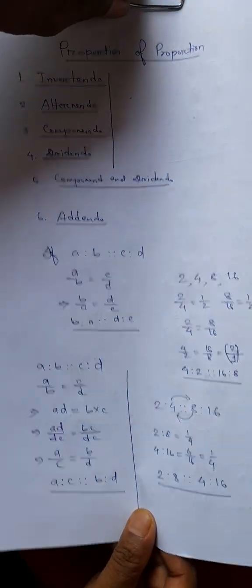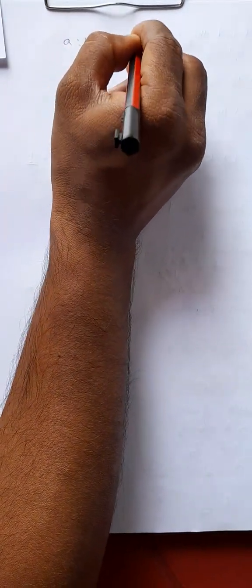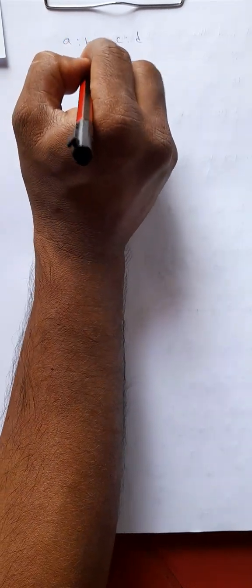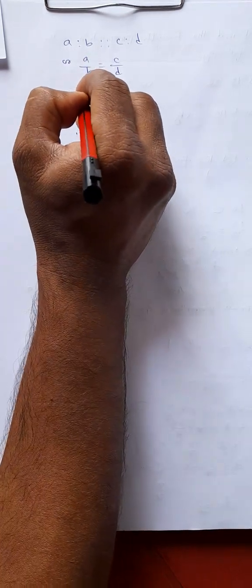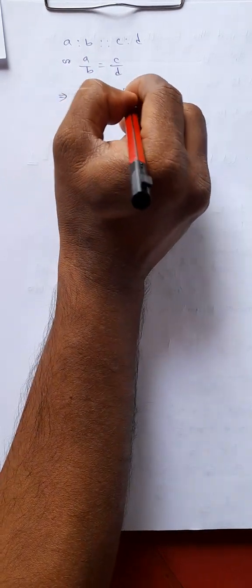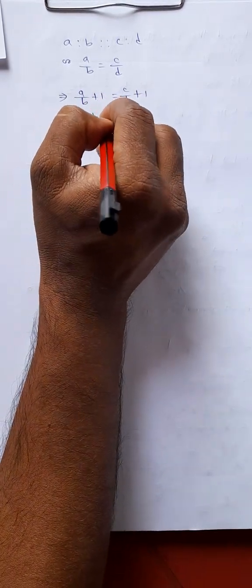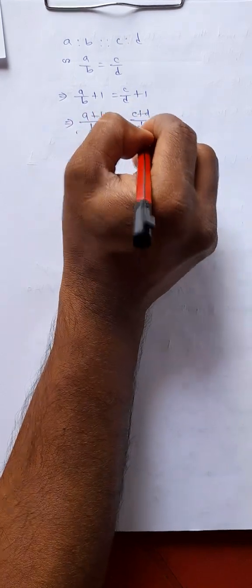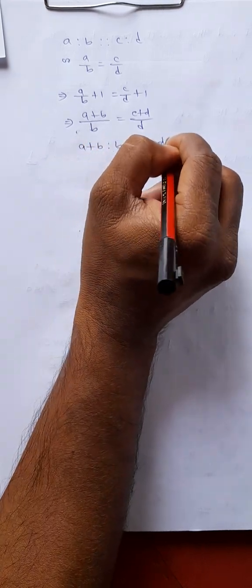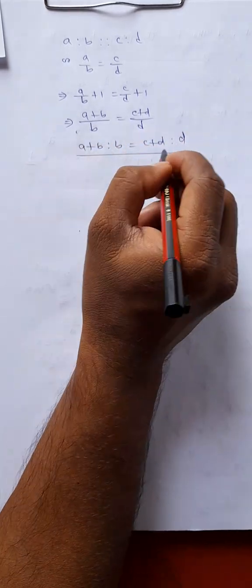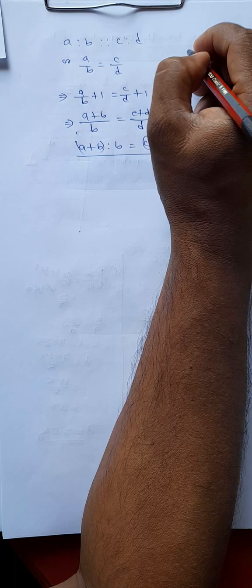Next property is, you see, if A is to B proportional to C is to D, or A by B equal to C by D. Now let's add 1 both sides. Now this becomes, LCM B, A plus B equal to C plus D divided by D, or A plus B is to B equal to C plus D is to D. This property is called componendo. Componendo, right?